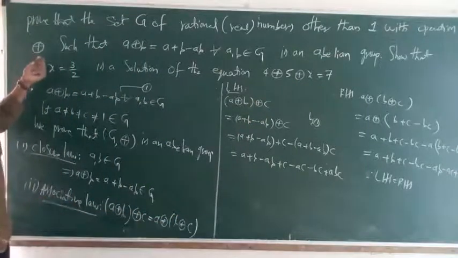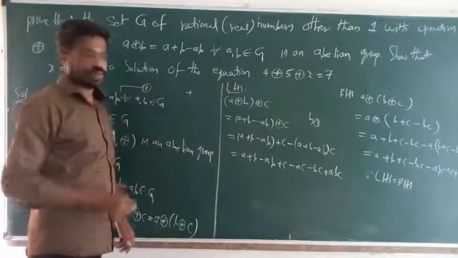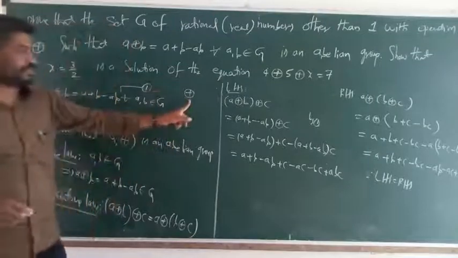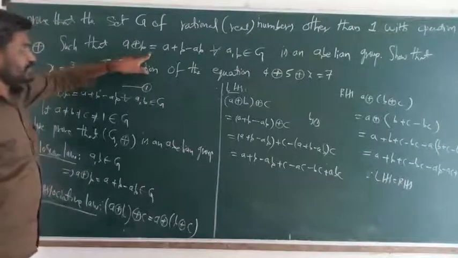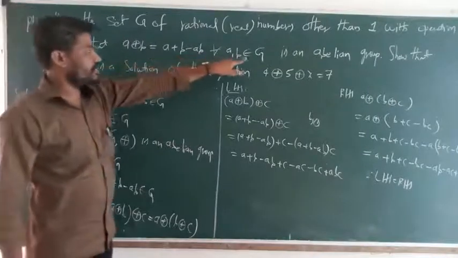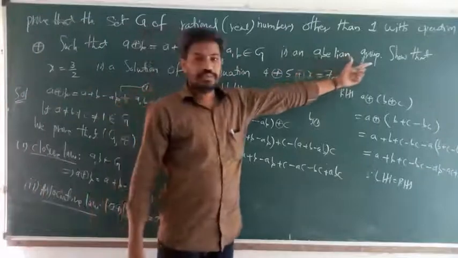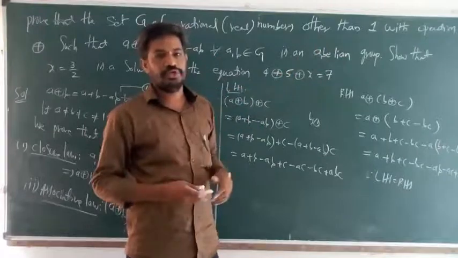This is a binary operation symbol, direct sum. Just like plus, it is a binary operation. A direct sum B is equal to A plus B minus AB, for all A, B in G. The condition is given. To prove that G is an Abelian group means proving 5 conditions: closure, associative, identity, inverse and commutative.